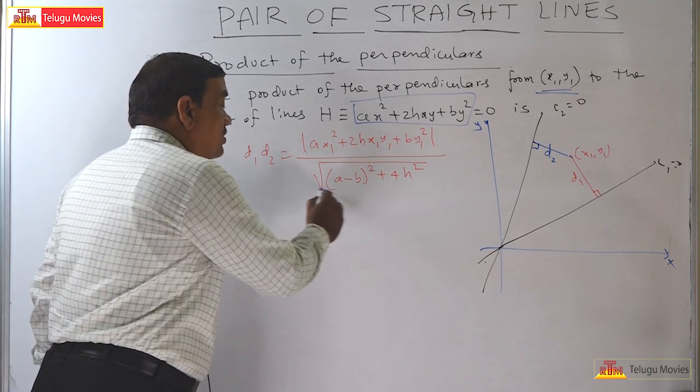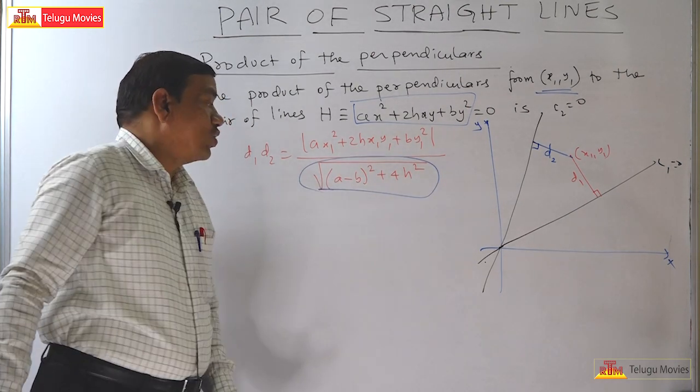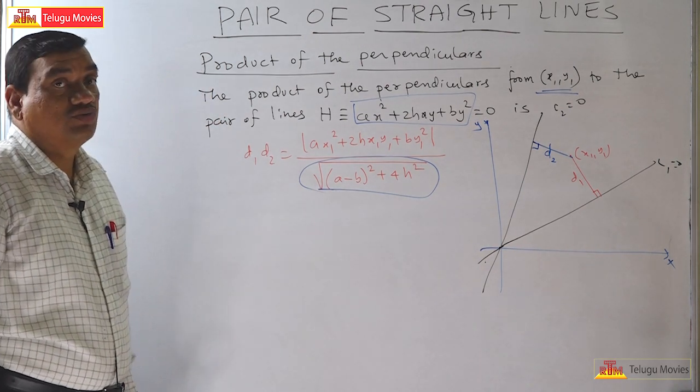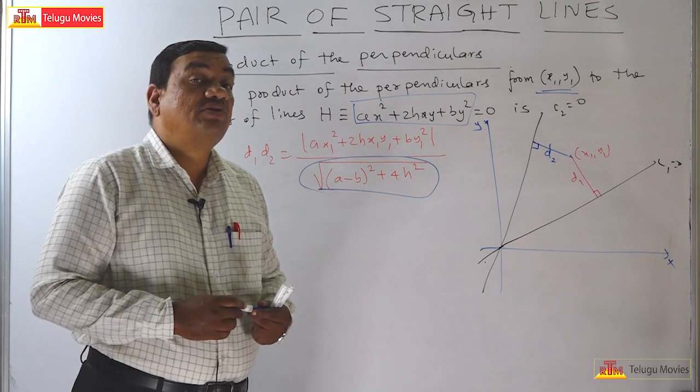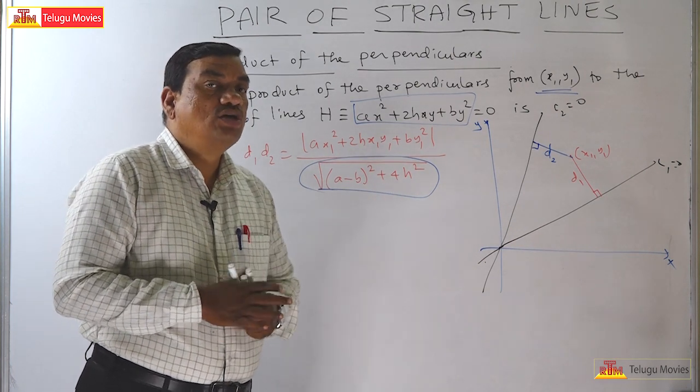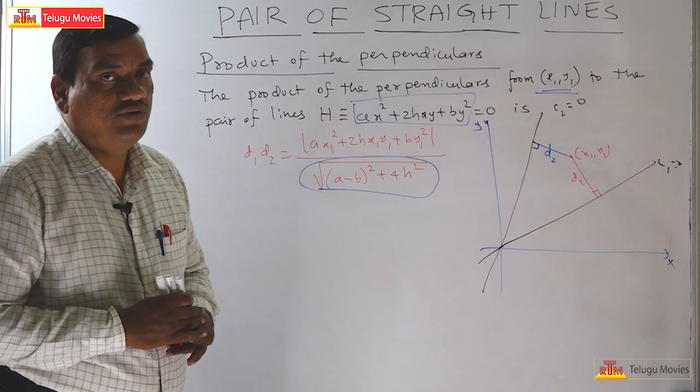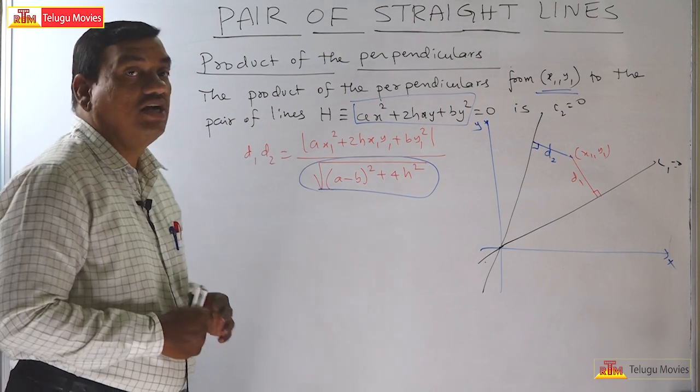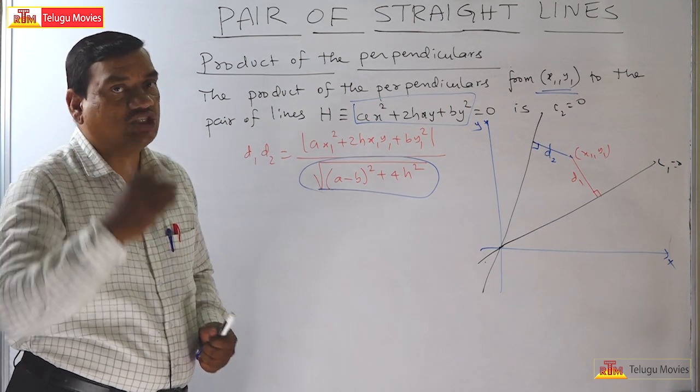So remember this expression, root of a minus b whole square plus 4h square. It comes in the angle between the two lines, cos theta. There also we got this expression. So you can study them comparatively. I hope that you understand this concept. So let us go for the next concept.